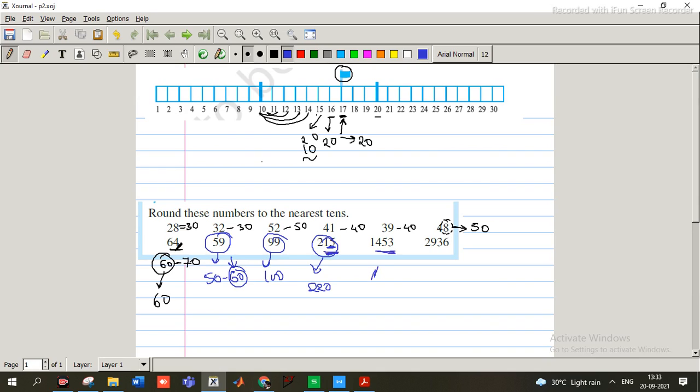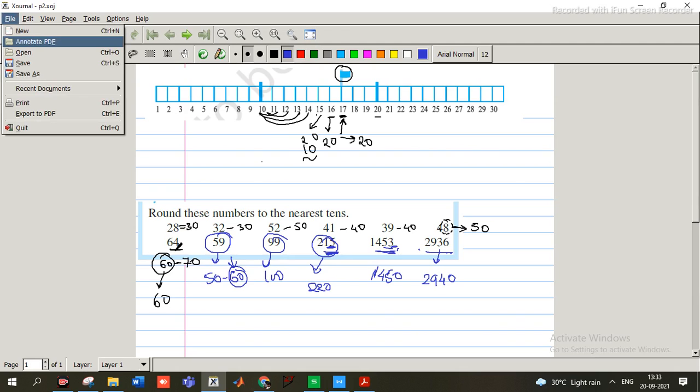1453, the approximation will be 1450. I have 53, so I will have to take it as 50. For 2936, because I am just changing the tens digit, the approximate will be 2940. Like that. Okay, so let's move ahead.